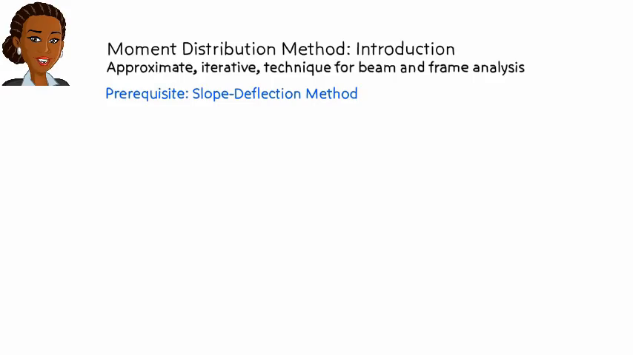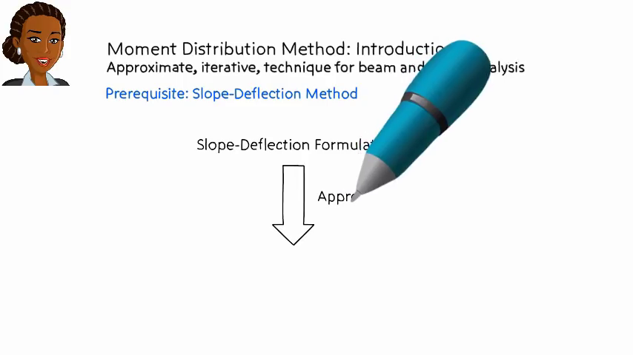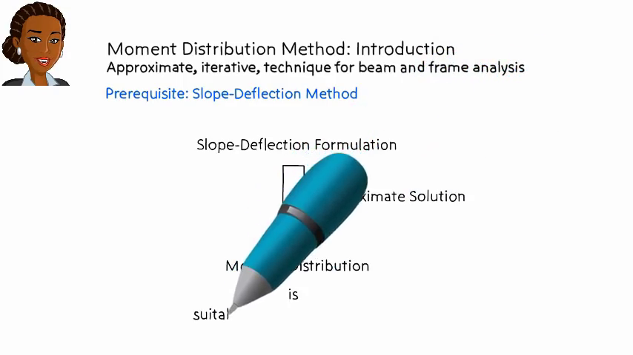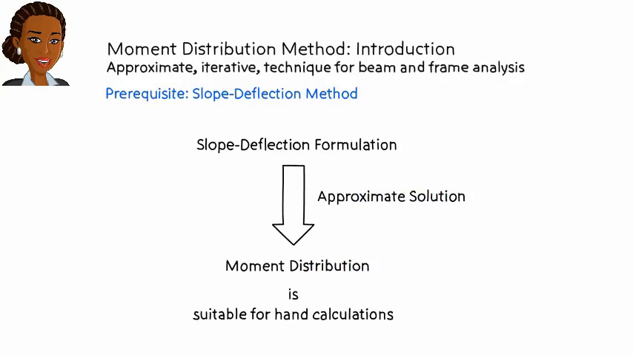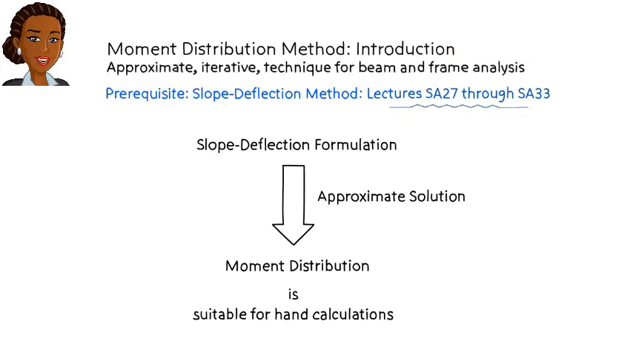Here, I am going to start with the slope deflection formulation for a continuous beam. I then show how the formulation can be viewed as a mathematical basis for the moment distribution method. If you are not familiar with the slope deflection method, please review lectures SA37 through SA33.